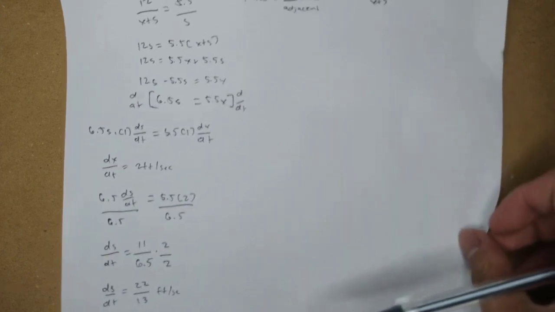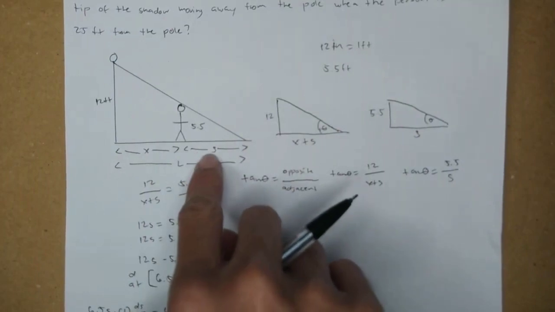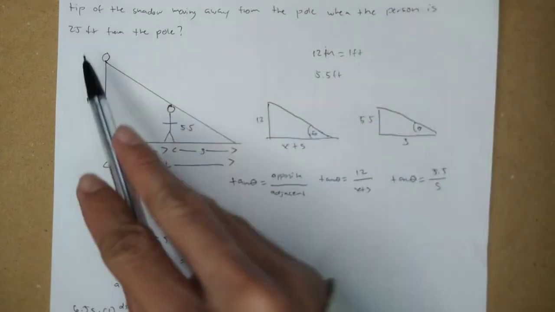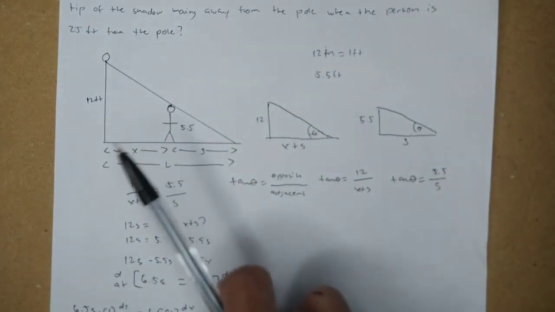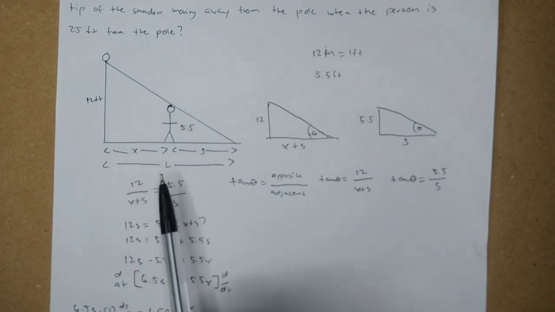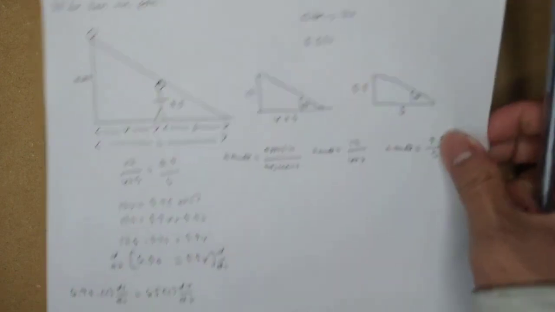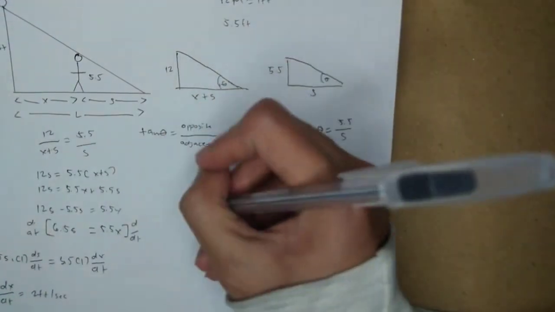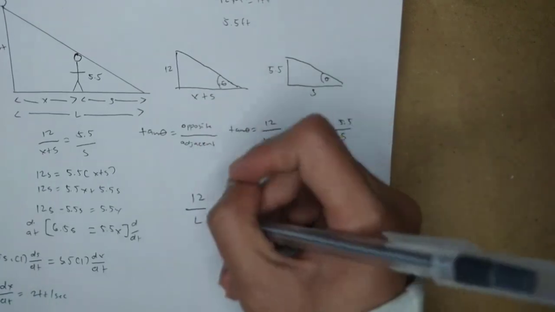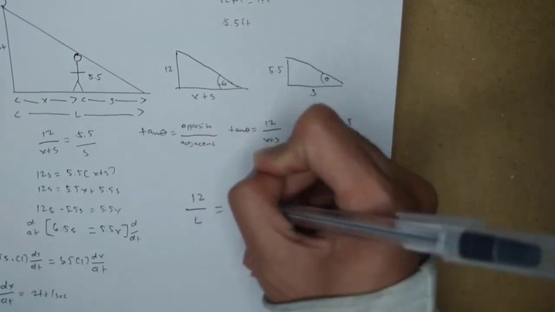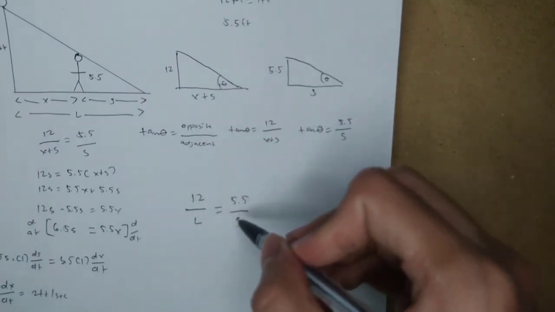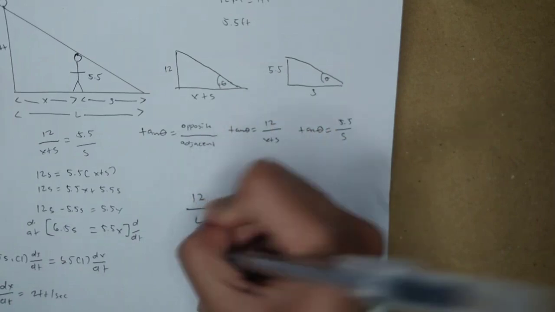If you remember right here, we now have the dx/dt and ds/dt. So to solve for the rate of the tip of the shadow moving away from the pole, we now need to use this unit right here, which is the L. To achieve that, we are just going to use this formula again, but this time, instead of x plus s, we are just going to use L. So writing that, this would be 12 over L equals 5.5 over s. Again, we are just going to cross multiply.